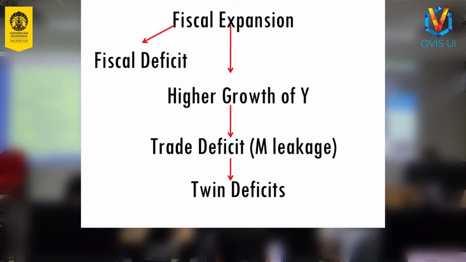Alright, so this is the summary. When the government wants to expand the fiscal sector for whatever reason, for infrastructure, for building here and there, that will lead to a fiscal deficit. Building infrastructure will generate an output increase, so that's why growth is higher. But at the same time, that will also lead to a widening trade deficit. So in the end, you have two deficits, the trade deficit and the fiscal deficit, and that leads to the twin deficit.